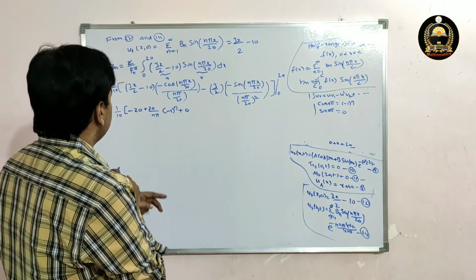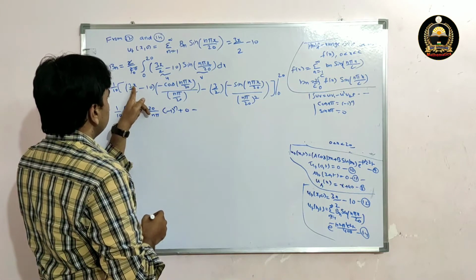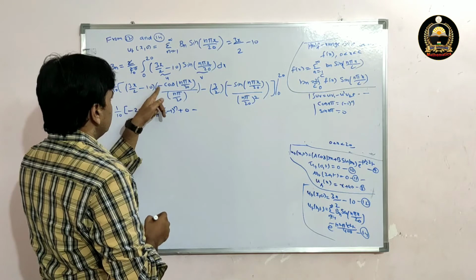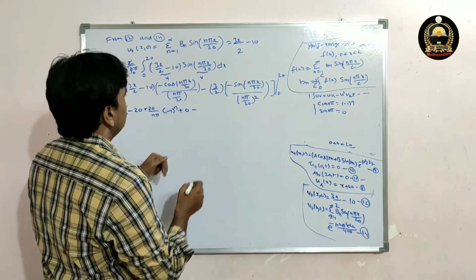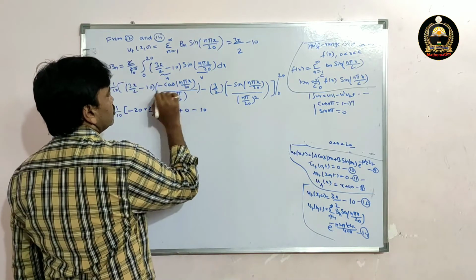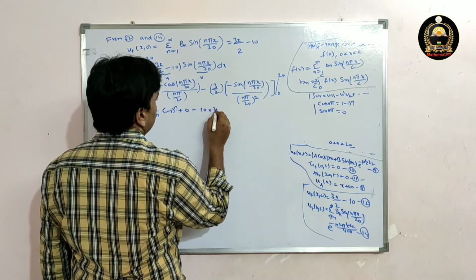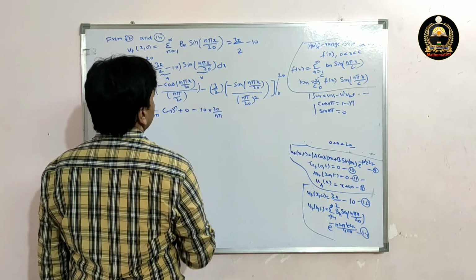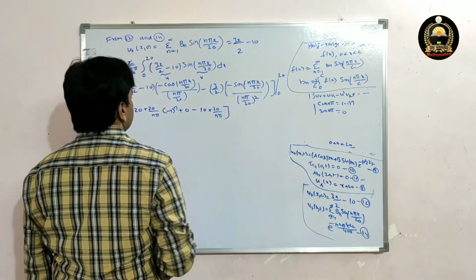Substitute the lower limit, and we get minus. Here x value is 0. We get minus into minus plus, and the lower limit is minus. So finally we get minus here, 10 into cos 0 value, which is 1. So we get 20 by n pi. sin 0 value is 0.